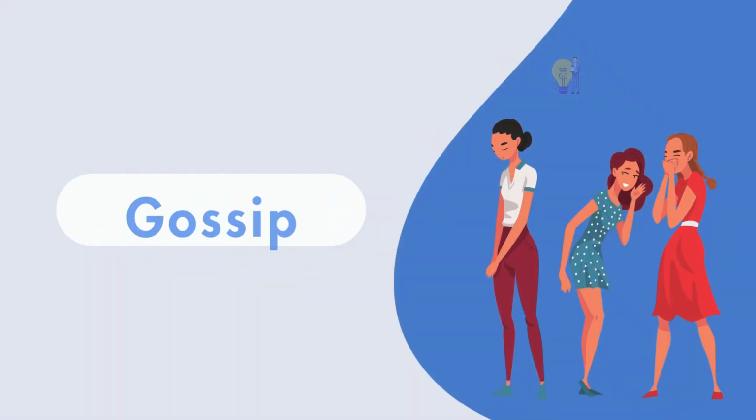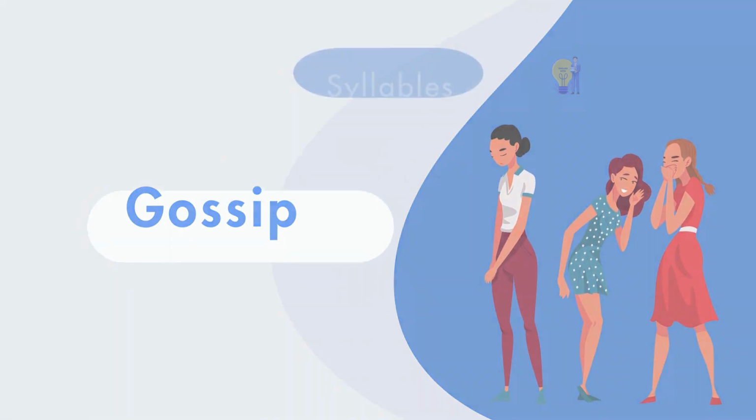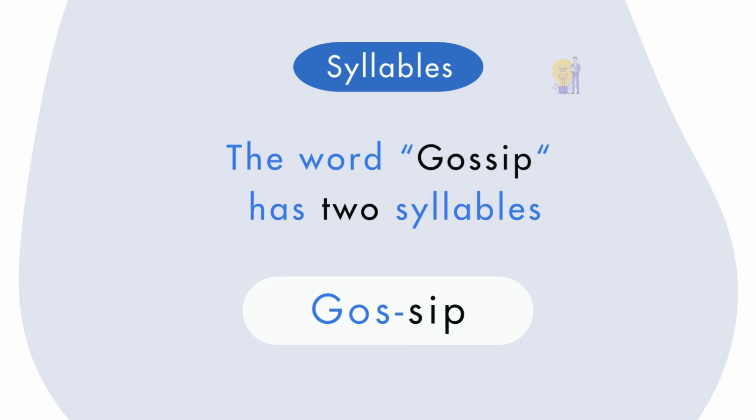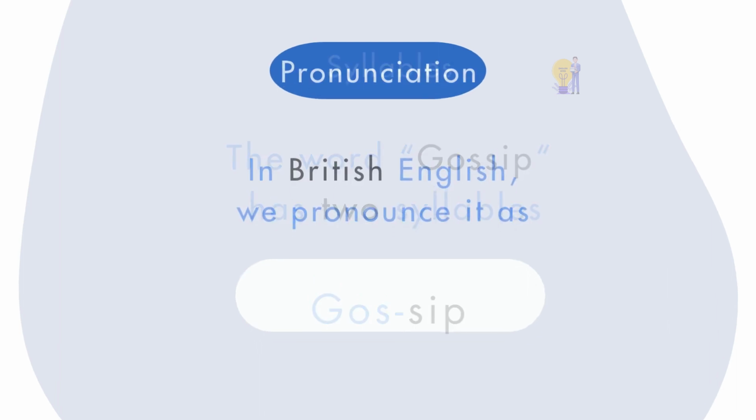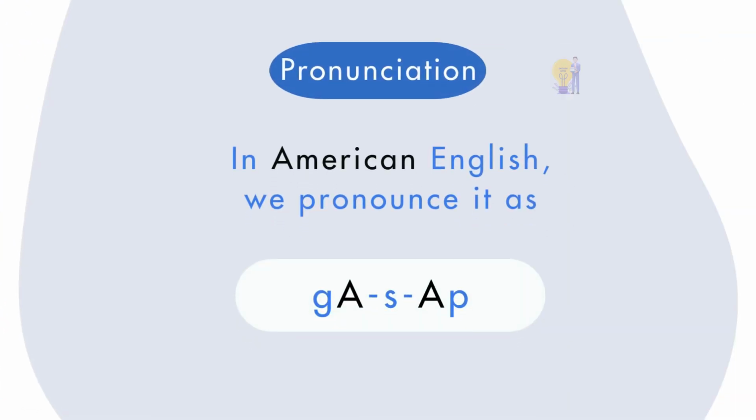In this video, we are discussing the word gossip. Gossip has two syllables, and in British English, we pronounce it as gossip. Gossip. In American English, we pronounce it as gossip.